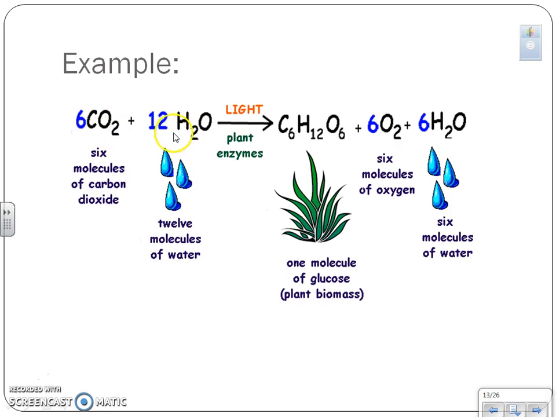Here's a nice example. CO2 is a simple molecule, water is a simple molecule, and it makes glucose in this process of photosynthesis. Glucose is a very complex molecule. There's a lot of energy stored in these bonds. So how do we get from simple to complex? Light. Energy had to be put in to the process. It's an endothermic process so that we could get the energy stored in these bonds.